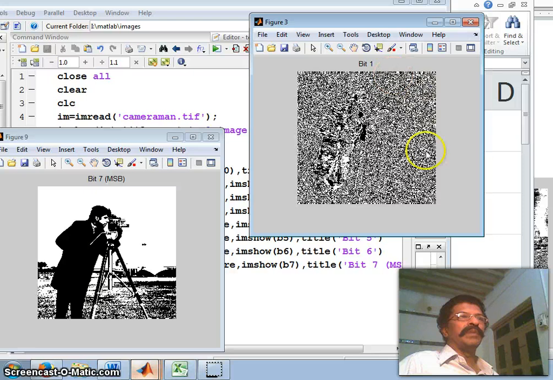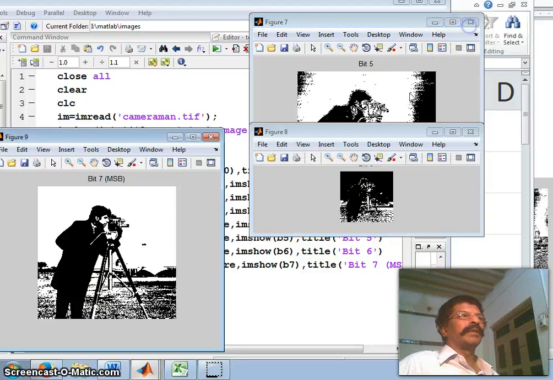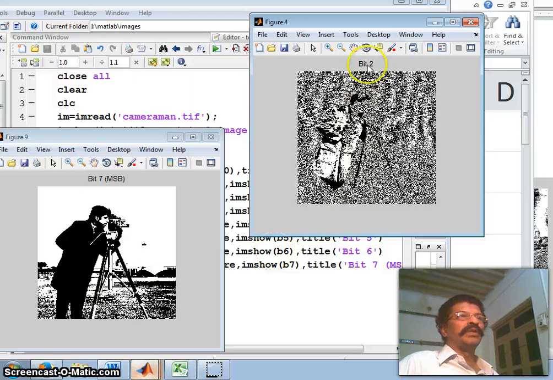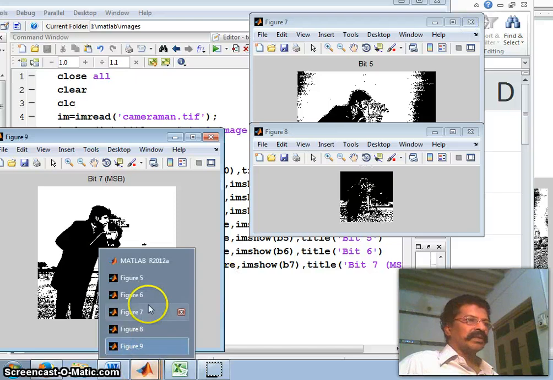So this is my bit 1. See that very partial data of the cameraman, because this is also the least significant bit, where the weight is equal to 1 by 2. Alright, then here the next image is this one. This is bit 2. Bit 2 has a weight of 4. Therefore here see that even the cameraman is looking a little bit more clearly, in the sense more useful data is there.